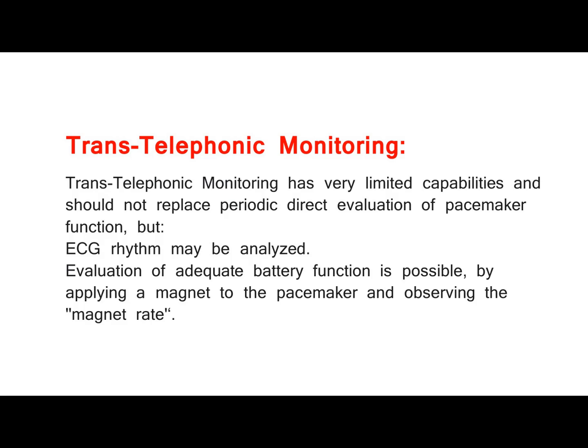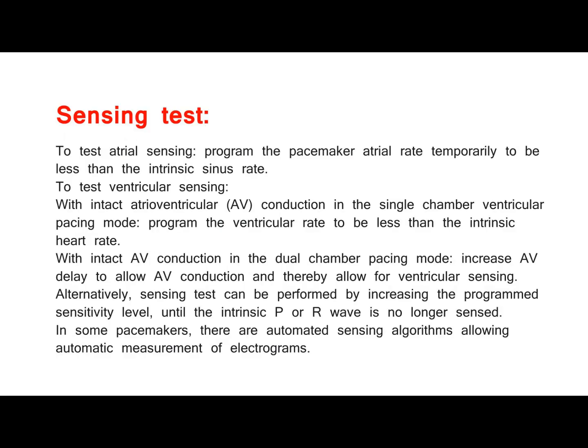rhythm may be analyzed. Evaluation of adequate battery function is possible by applying a magnet to the pacemaker and observing the magnet rate. Sensing test. To test atrial sensing, program the pacemaker atrial rate temporarily to be less than the intrinsic sinus rate. To test ventricular sensing, with intact atrioventricular (AV) conduction in the single-chamber ventricular pacing mode, program the ventricular rate to be less than the intrinsic heart rate.